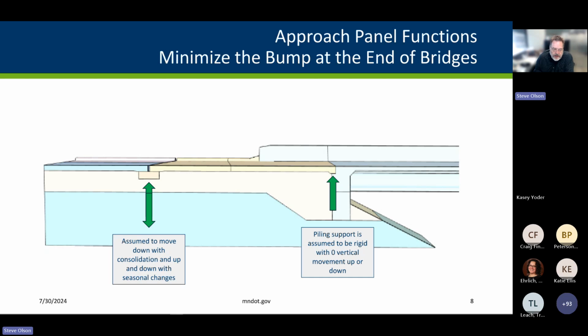Task two is to provide a transition element between our bridge on the right, which is likely founded on piling and not moving up and down, and our roadway section on the left, which may be consolidating a bit after construction. It might be moving up and down a little bit with seasonal changes in the embankment and subgrade.